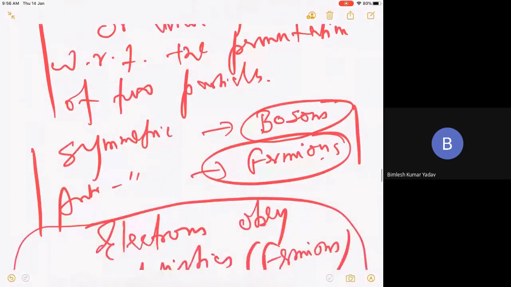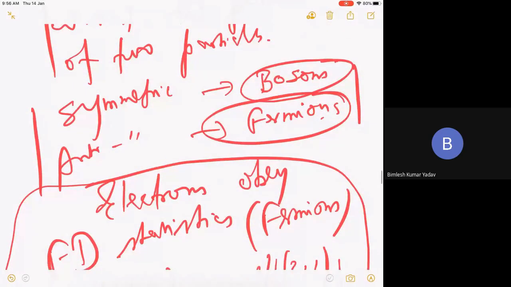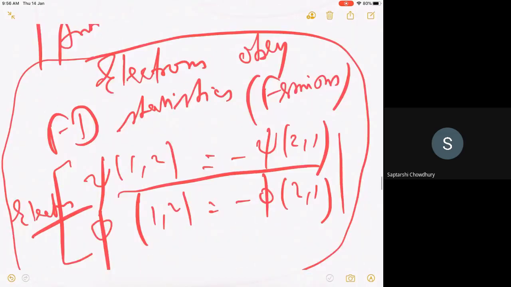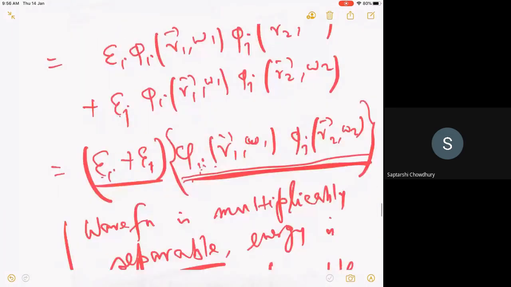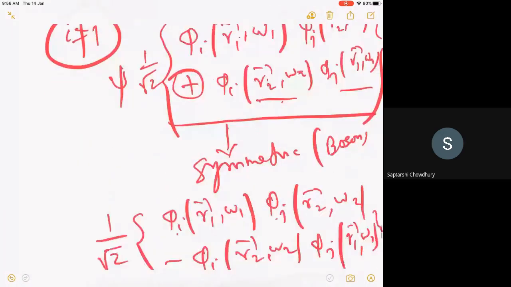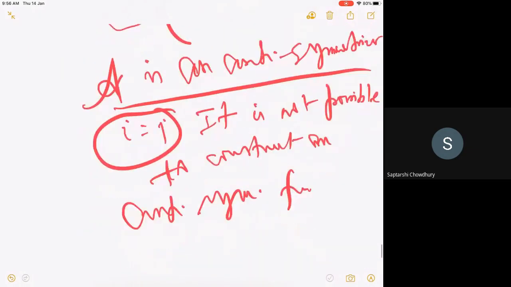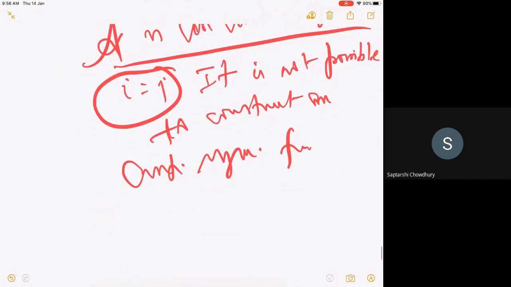I'm sorry, I went off the line. I'm sharing the screen again. Are you able to see the screen? Yes, sir. So you can now see that if I is equal to J, what I was telling you, any method you try, you cannot antisymmetrize. It is not possible to construct. The wave function will actually become 0.